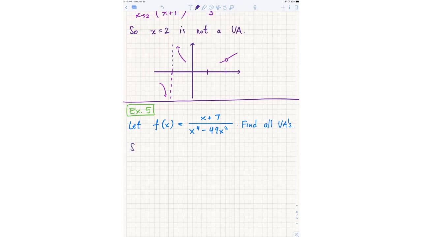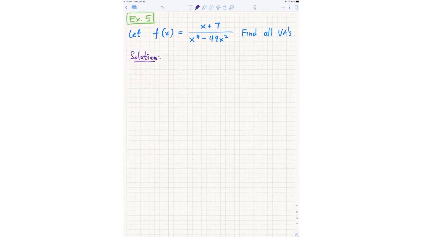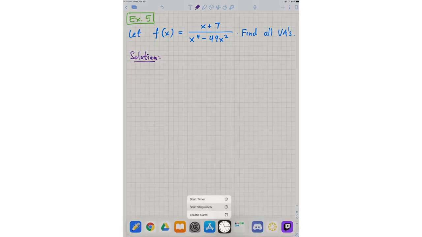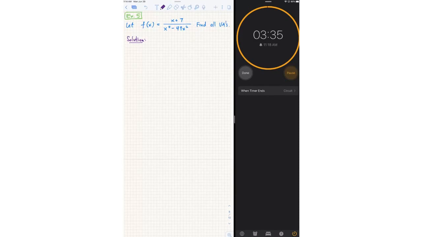So again, I want you to work on this for a couple minutes on your own, and then we'll go over it. Now that we've done a few examples, where we get vertical asymptotes, or possibly not get vertical asymptotes by setting the denominator equal to 0, you know to be a bit more careful, right? This is very similar to the last example, except now you're more informed, so to speak. Let's do this again, 3.5 minutes.